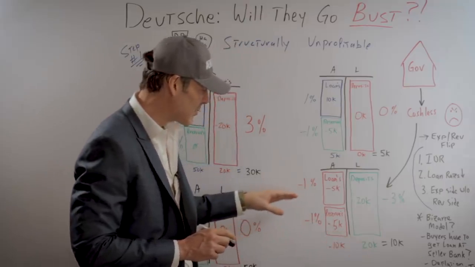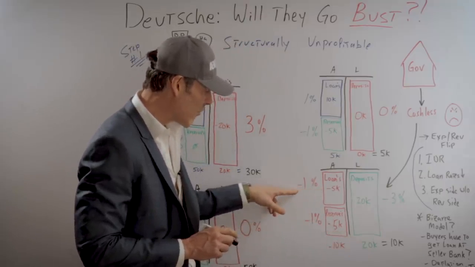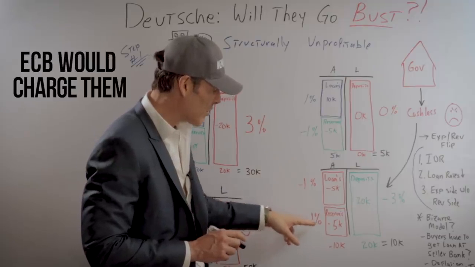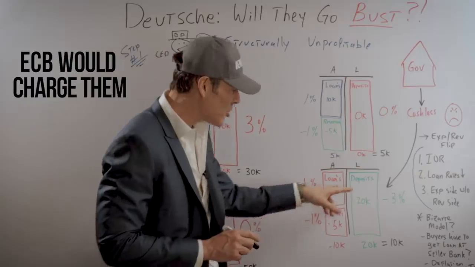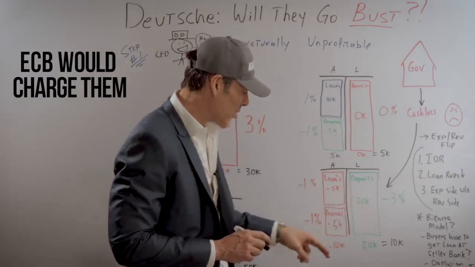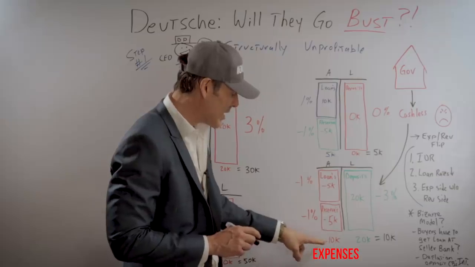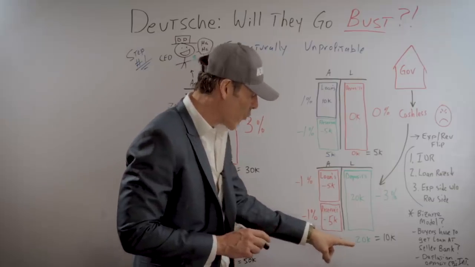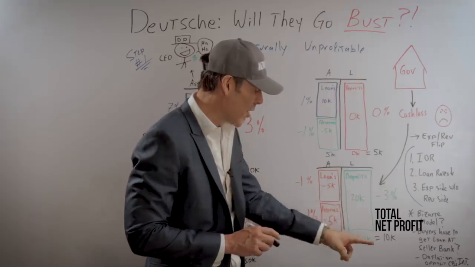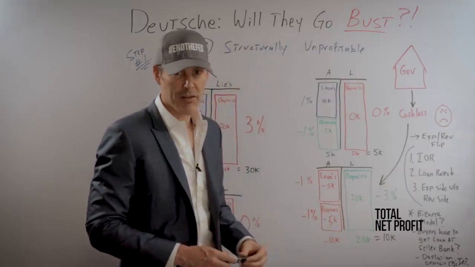So in this case, they'd lend out at a negative 1%. The ECB would charge them 1% to hold their reserves, and they'd charge depositors 3%. So their expenses would be a negative 10,000. Their revenue would be a positive 20,000 for a net profit of $10,000.